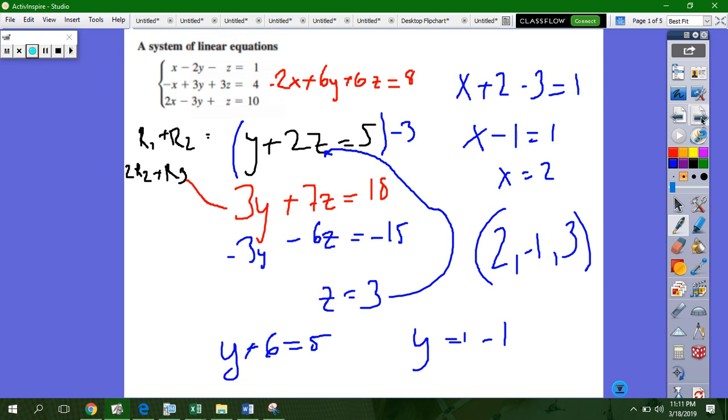Next equation. Sorry, it's thinking a little bit.